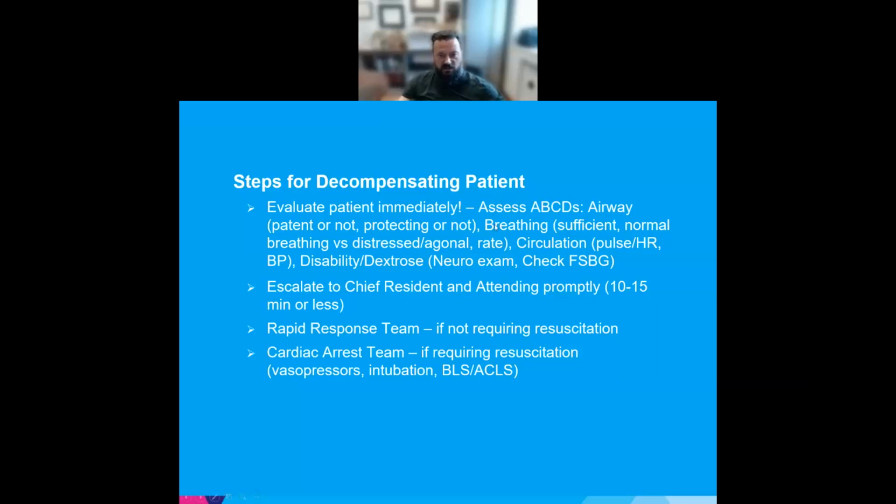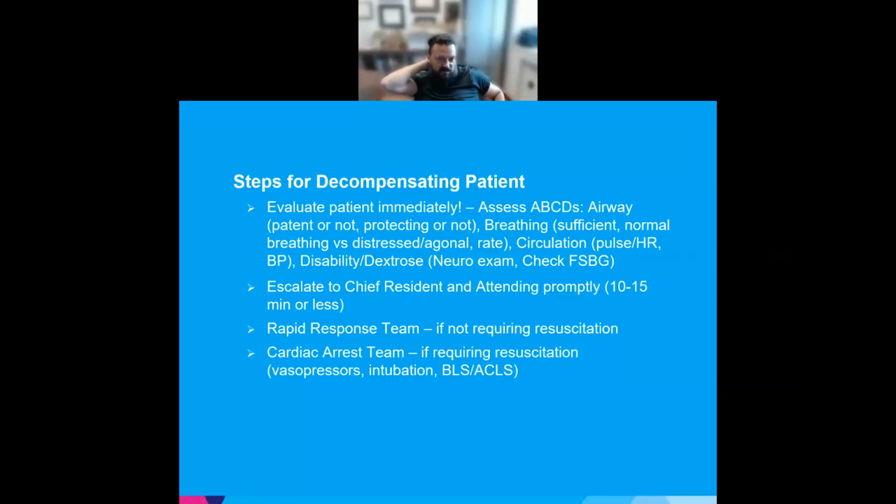And when you're there, what you want to start doing is going through what we would always do with any trauma patient or any cardiac arrest patient or any decompensating patient, which is to assess the ABCDs, right? So assess first their airway, get a sense of whether or not their airway is patent or not, whether they're protecting their airway or not.